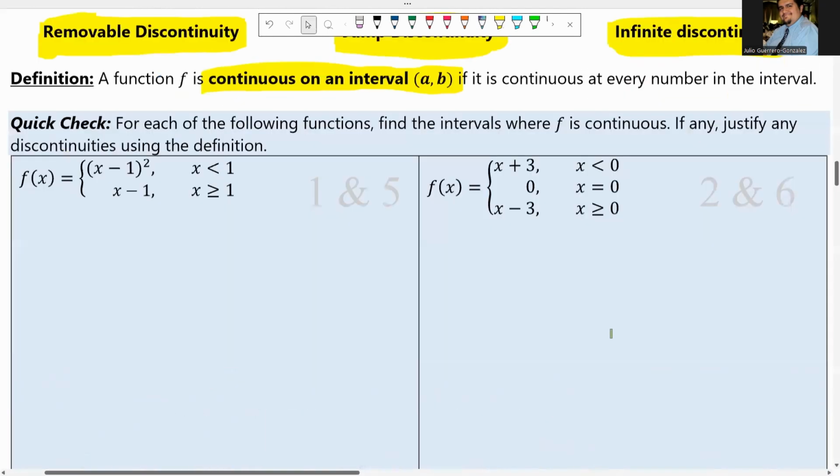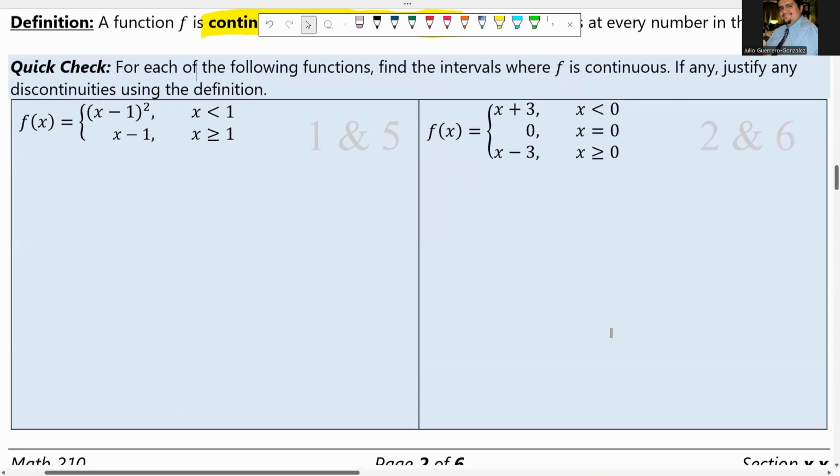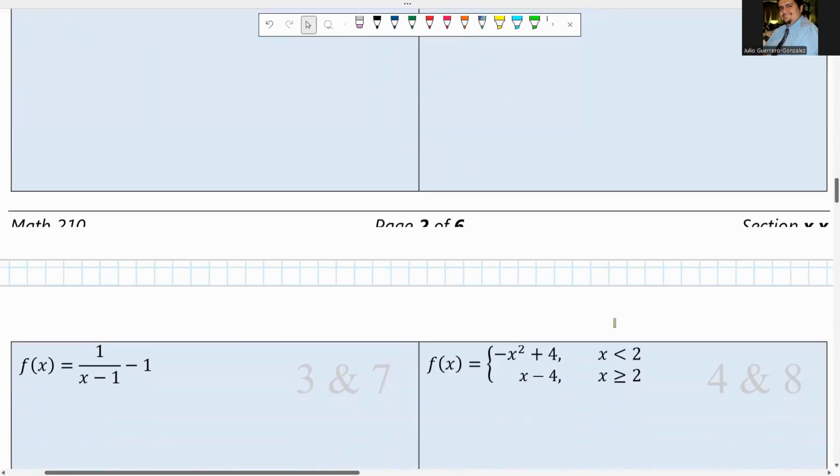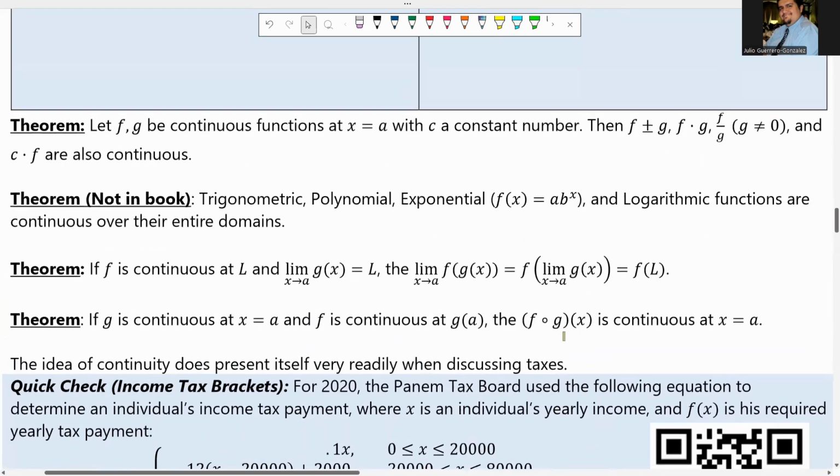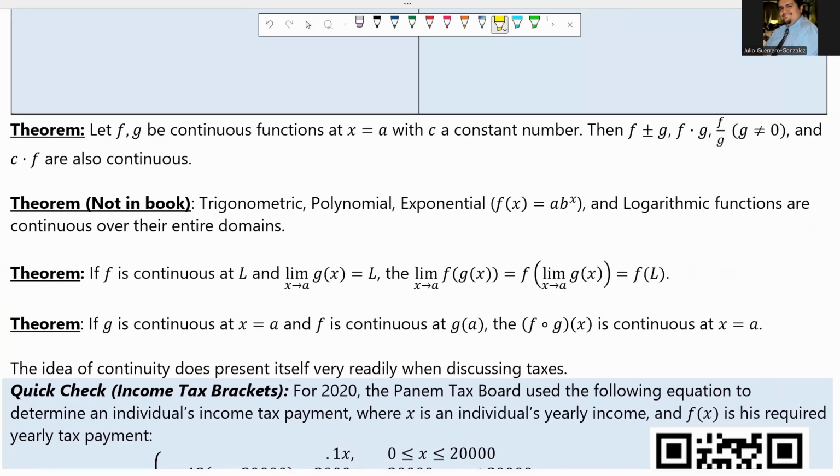I've got a couple quick checks here. Like I said, we'll do these during class. You can try them out yourself. If you are going to try these, try to use Desmos to graph these to determine what kind of discontinuity you have and over what interval it is continuous. Moving right along, there's a bunch of theorems here that I'm going to throw out at you.